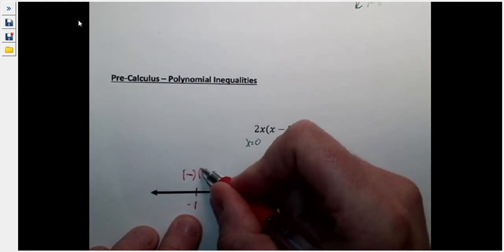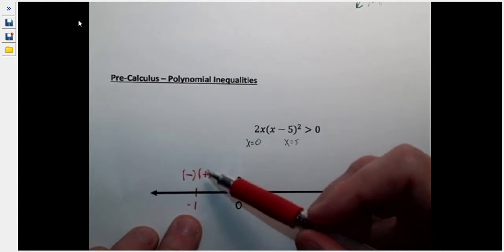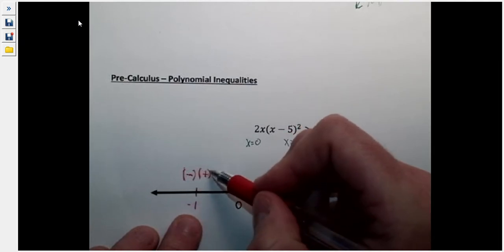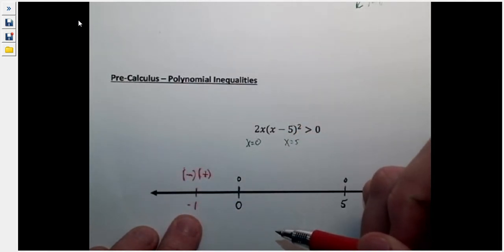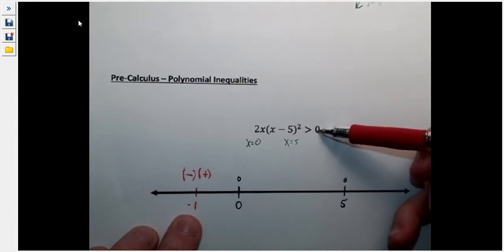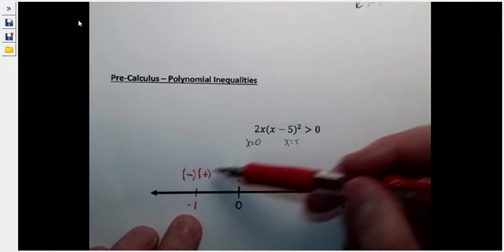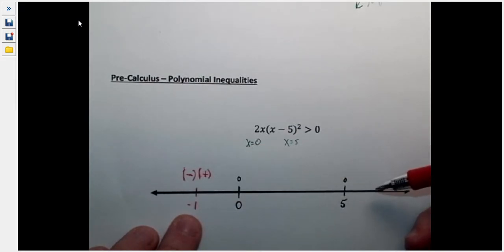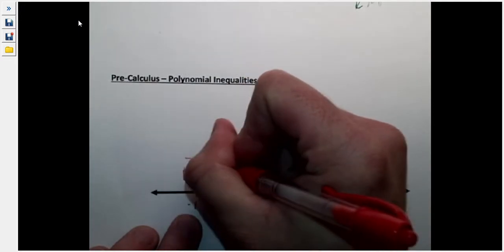Notice I didn't put the values because I'm not worried about the values. I'm worried about whether that number is positive or negative. Because really I'm trying to find out things that are greater than 0, that's just positive numbers, versus things that are less than 0, which are negative numbers. So when I take a negative times a positive, this is going to be negative.